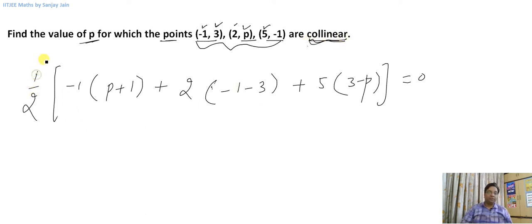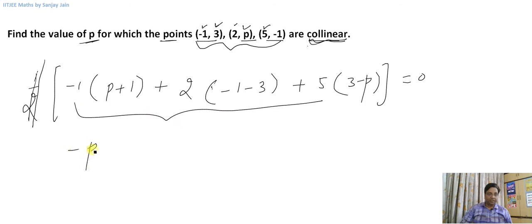And this 1 by 2 doesn't matter, you can cancel it out because there is 0 on the right hand side, right? So what is the expression inside? It is minus p minus 1. This is minus 4 into 2, minus 8. This is 15 minus 5p. So 15 minus 5p, and it is equal to 0.